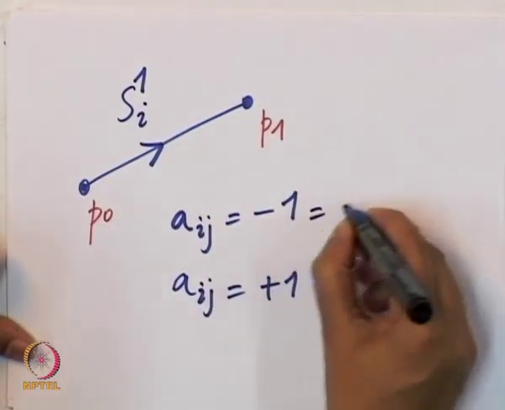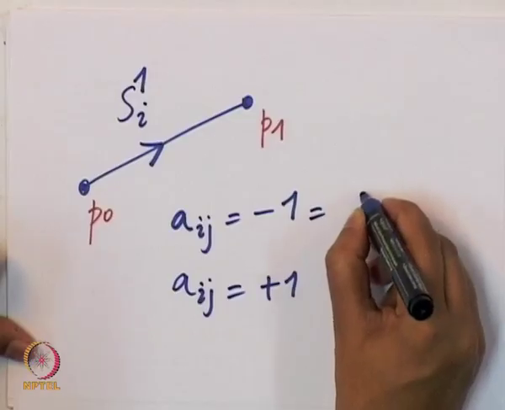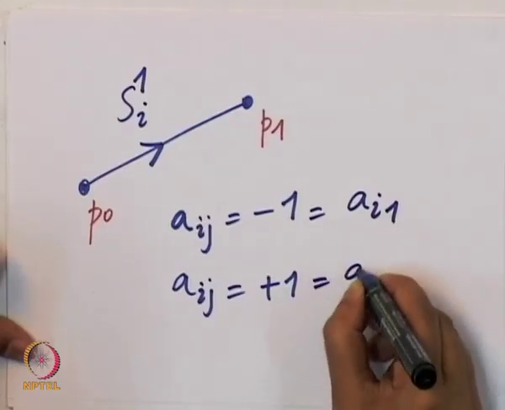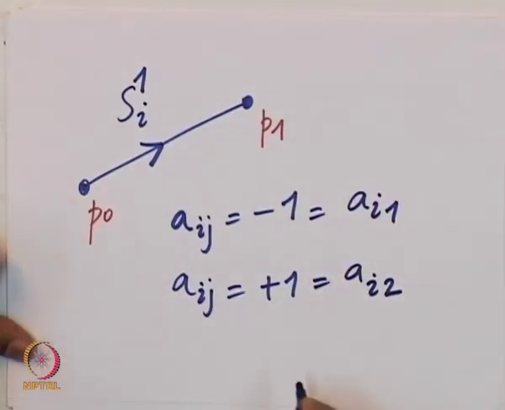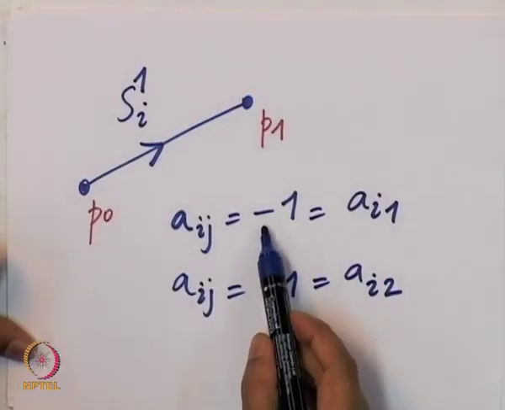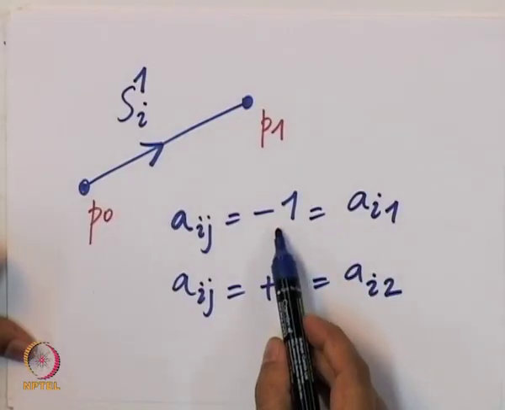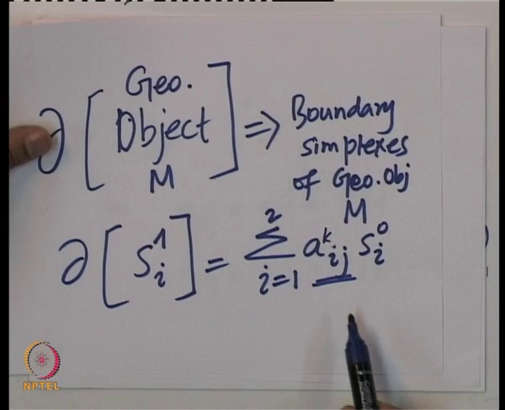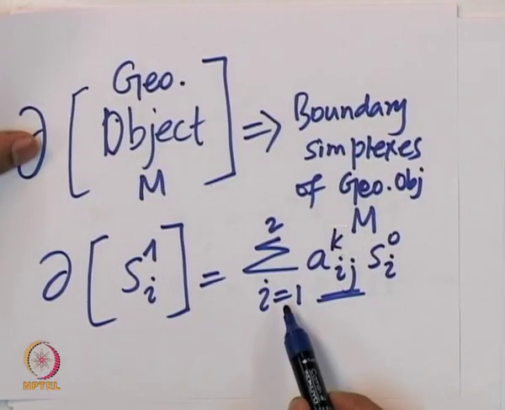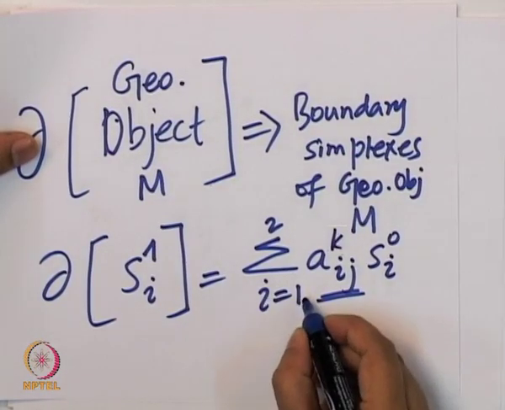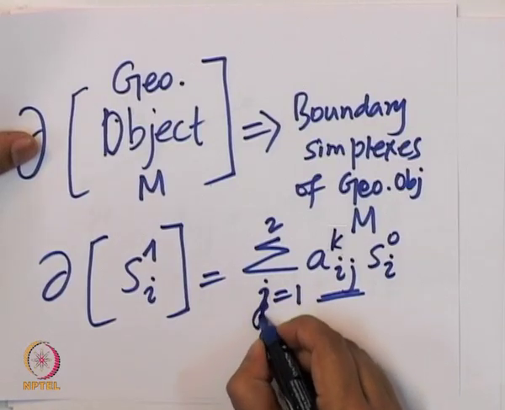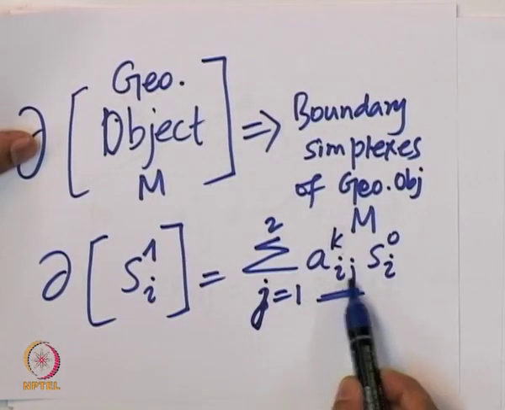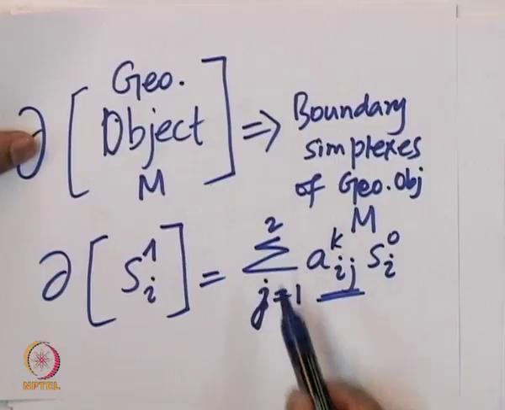So we can say this is a, i, 1, this is a, i, 2. So the first point a_i will be equal to -1 and the second point a_i will be +1. So this is what we are seeing in this equation. So j goes from 1 to 2, and a_ijk is the ith coordinate. So j here is 1 to 2.